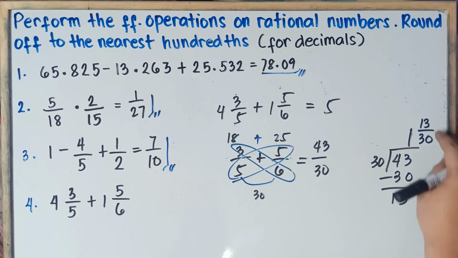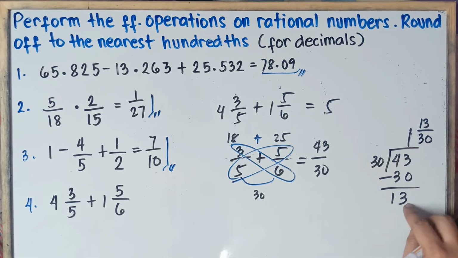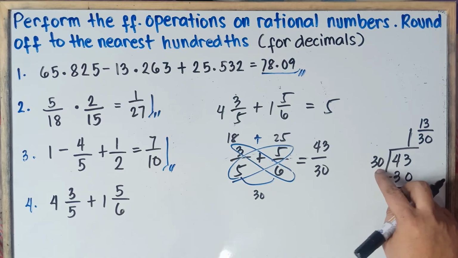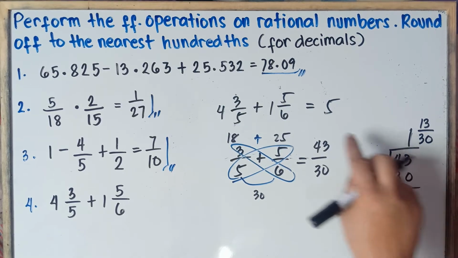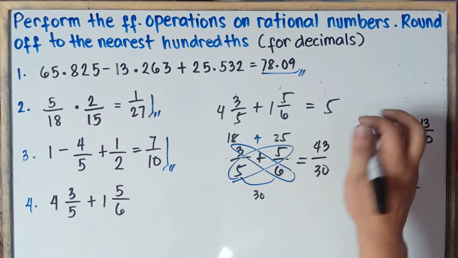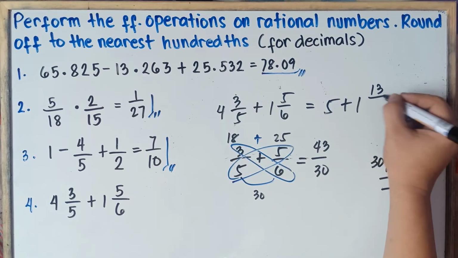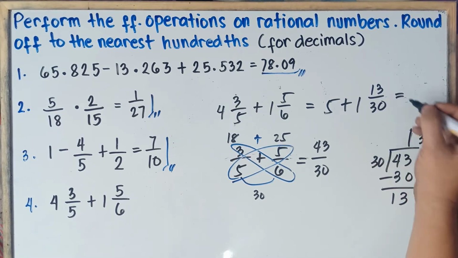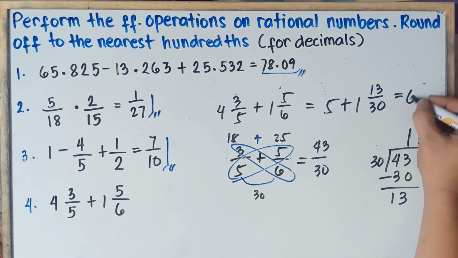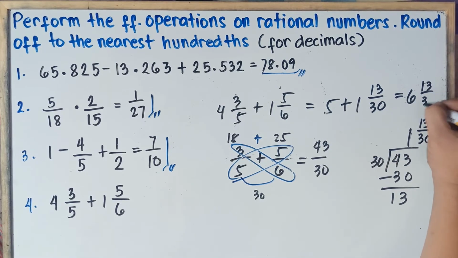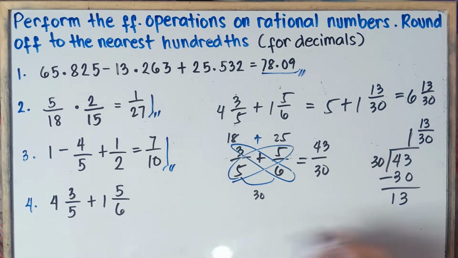Okay, so once again, check if we can reduce. Can we reduce 13 and 30? Nope, we cannot reduce. So 1 will be the whole number, 13 will be the numerator of the fraction, and 30 is the denominator. So we already have 5 for our whole number, plus this answer, class, 1 and 13 over 30. So our final answer will be 5 plus 1 is 6, copy 13 over 30. That's it, class. That's the answer, class, for example number 4.